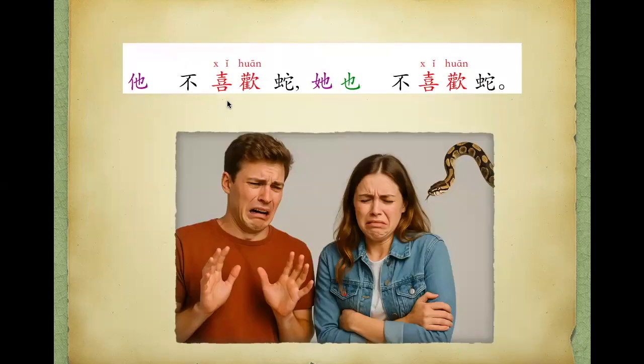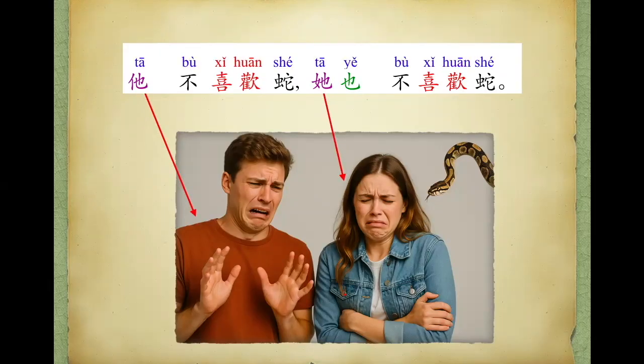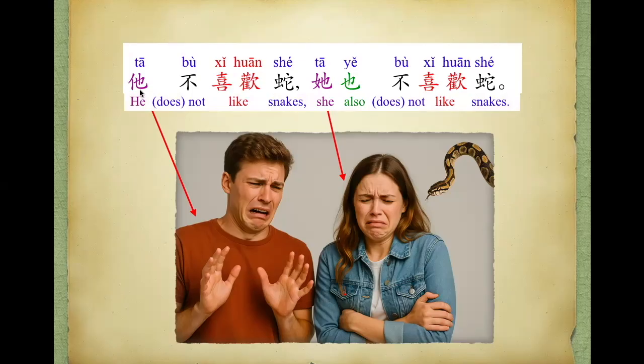她不喜欢蛇。她也不喜欢蛇。他 he, 她 she. He doesn't like snakes. She also doesn't like snakes. And this way you can also translate it as, she doesn't like snakes either.